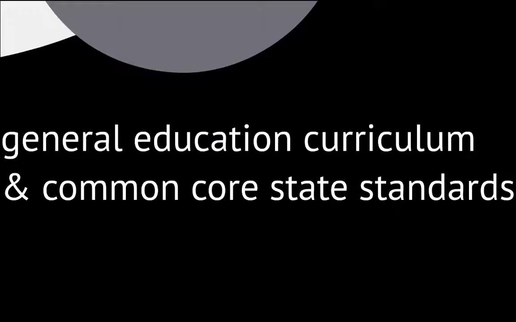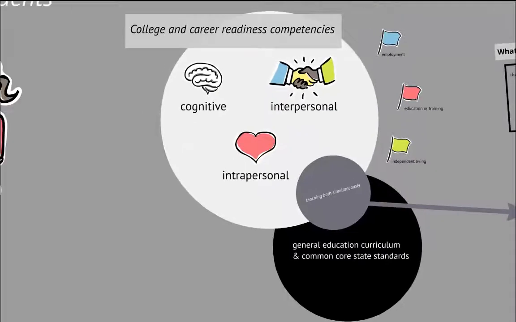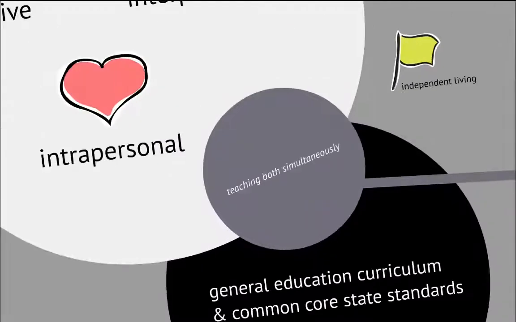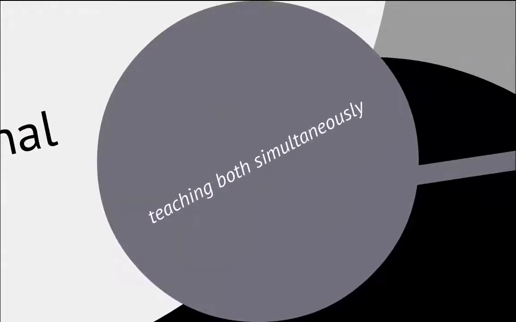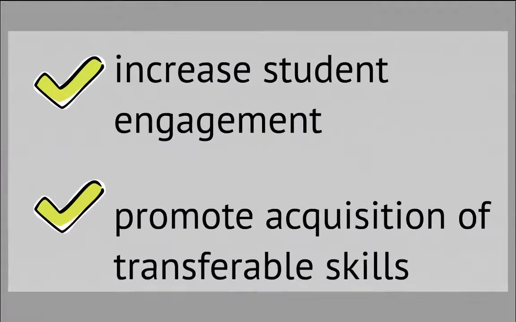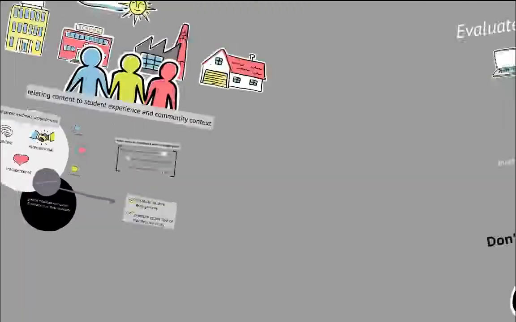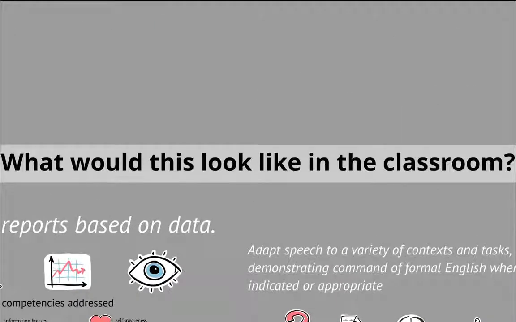Unfortunately, the general education curriculum and now the Common Core state standards have typically been seen as separate from the cognitive, intrapersonal, and interpersonal competencies. On the contrary, Common Core state standards and college and career readiness competencies should be taught simultaneously, thereby increasing student engagement and promoting the acquisition of transferable skills. So what would this look like in the classroom?